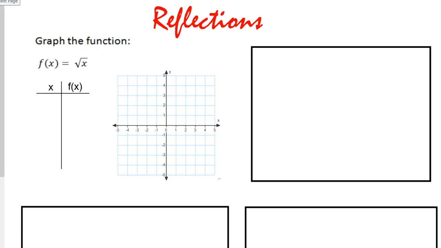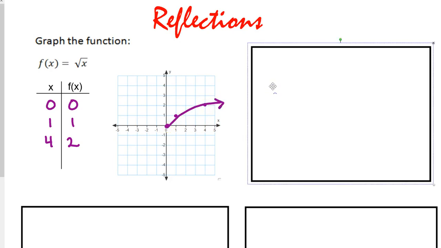Okay, this is part 2 of our lesson on transformations. And so we're going to look at reflections right now. We're going to look at some examples. Suppose we have the function f of x equals square root x. That's one of our basic functions. We know the square root of 0 is 0, the square root of 1 is 1, the square root of 4 is 2. Let's go ahead and plot those points to remember what that graph looks like.